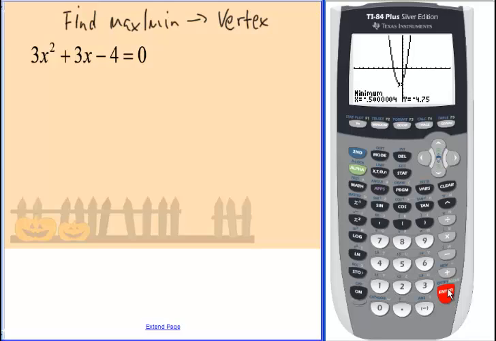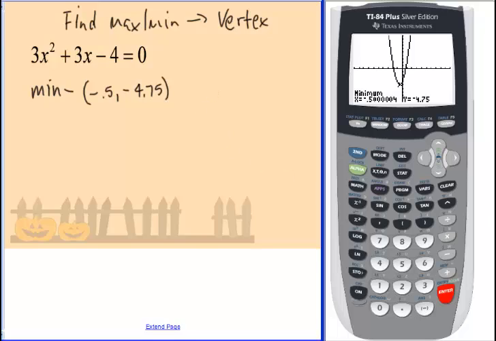And so in this case, we have a minimum value and it occurs at negative 0.5. Go ahead and round that off to negative 0.5 and negative 4.75. That's your minimum value, that's your vertex, that's the solution for this problem.